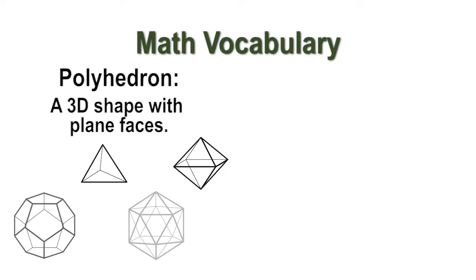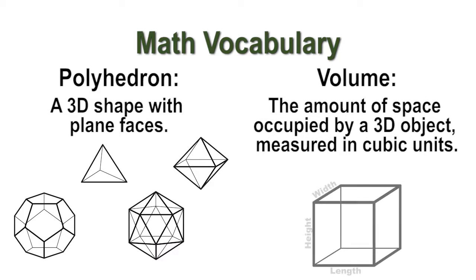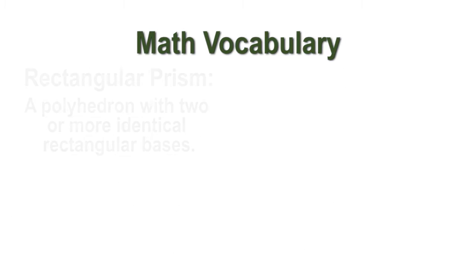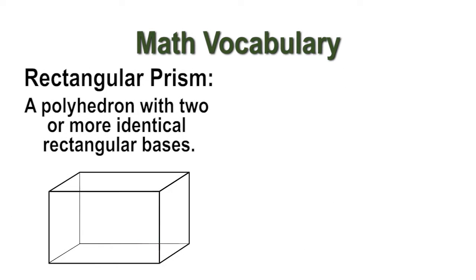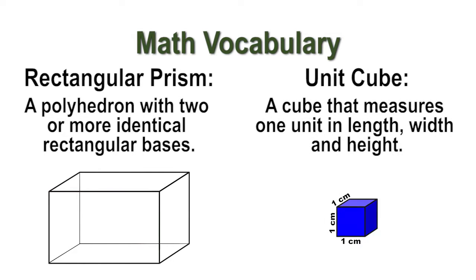Polyhedron: a three-dimensional shape with plane faces. Volume: the amount of space occupied by a three-dimensional object, measured in cubic units. A three-dimensional object has length, width, and height. Rectangular prism: a polyhedron with two or more identical rectangular bases. Unit cube: a cube that measures 1 unit in length, 1 unit in width, and 1 unit in height.